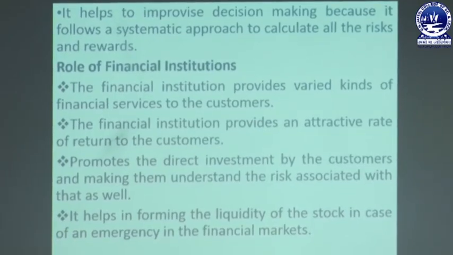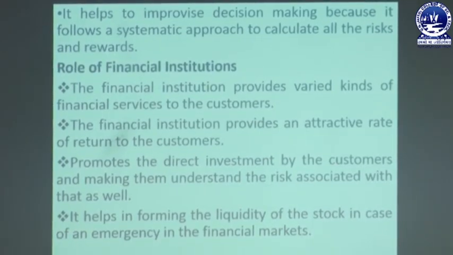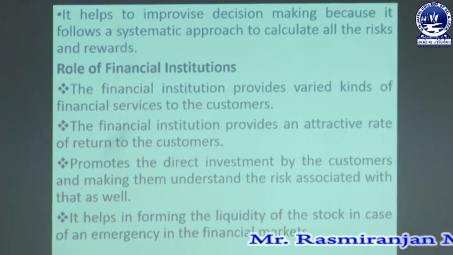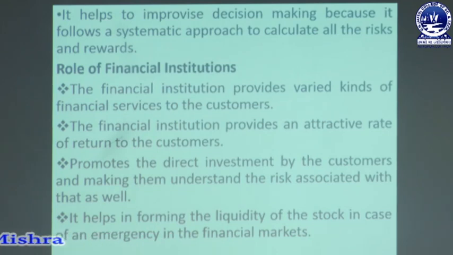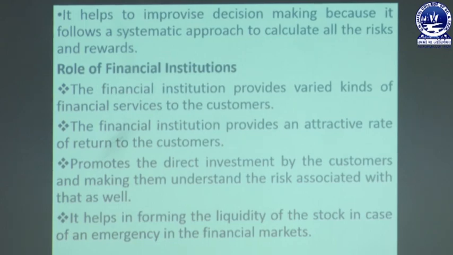So the next part is the role of the financial institution. What roles are performed by the financial institution in today's scenario? The first role: the financial institution provides varied kinds of financial services to the customer. All types of financial services: investment banking, merchant banking, credit facilities, deposit and withdrawal of money, all types of loan facilities, the risk-return relationship. So a wide range of services, loan syndication, everything relating to that information is also provided by the financial institution. So this role is very important.